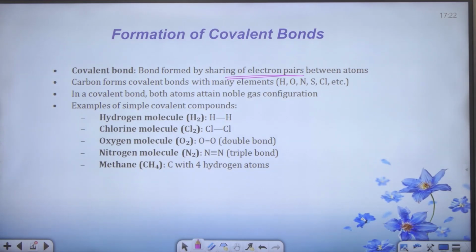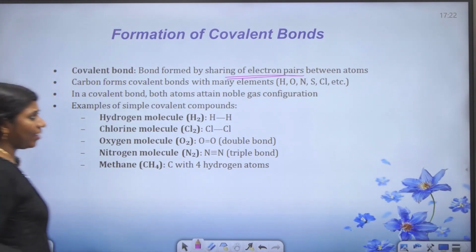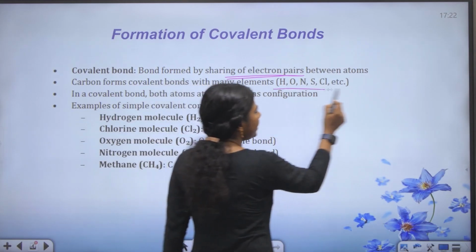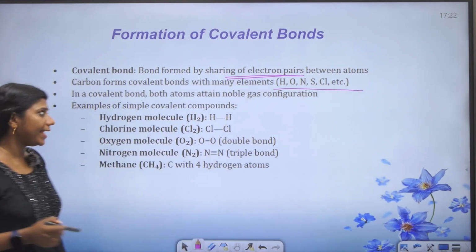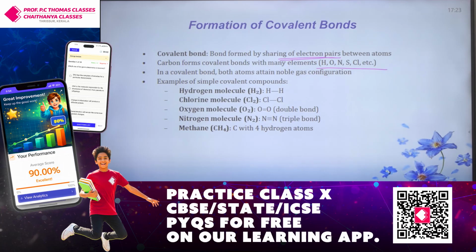But here a covalent bond is formed by sharing of an electron pair between the atoms. Carbon forms covalent bonds with many elements like hydrogen, oxygen, nitrogen, sulfur, chlorine, etc. In a covalent bond, both atoms attain noble gas configuration. For example, hydrogen molecule, chlorine molecule, oxygen molecule, nitrogen molecule, and methane molecule. The molecular formula of methane is CH4.